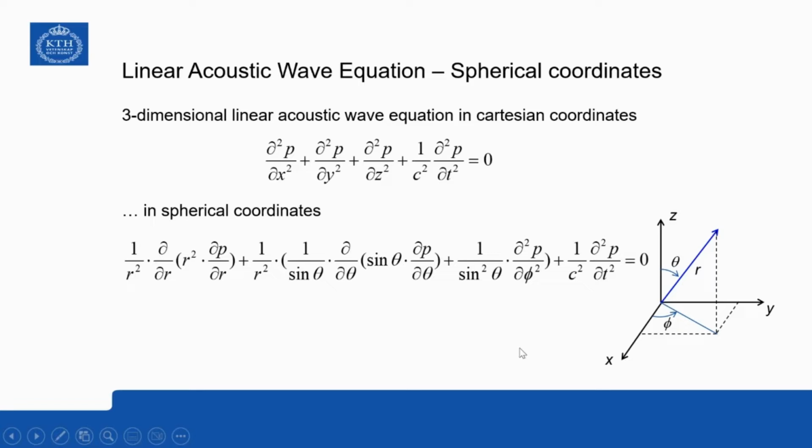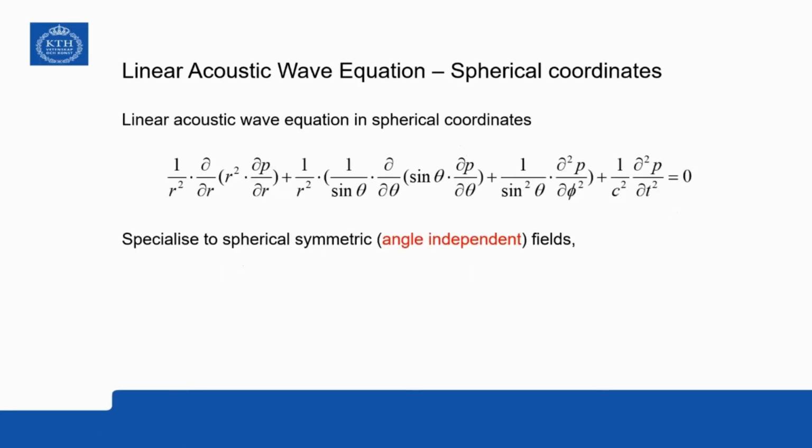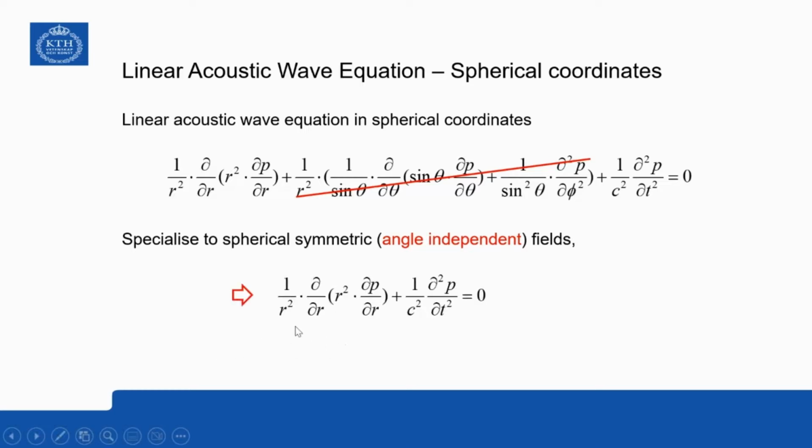We shall now simplify things by assuming a spherically symmetric field. That means we assume that we have no angle dependence of the sound field. That means that these two terms will be zero in a spherically symmetric field with no angle dependence. So the wave equation in this case simplifies to this.